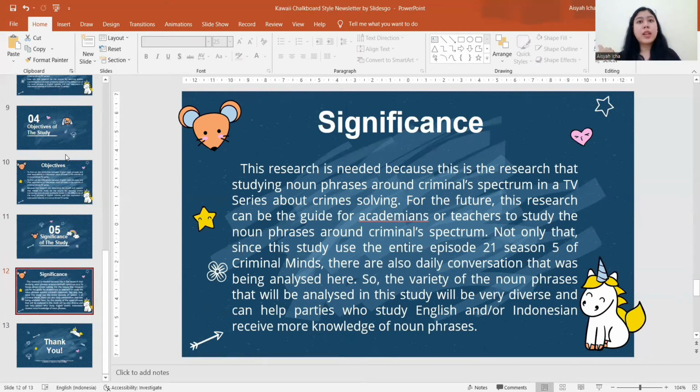For the future, this research can be the guide for academics or even teachers to study the noun phrases, like I said, formally around criminal spectrum. Not only that, since this study used the entire episode, the variety of the noun phrases that will be analyzed in this study will be very diverse and can help parties who study English and or Indonesian to receive more knowledge of noun phrases.